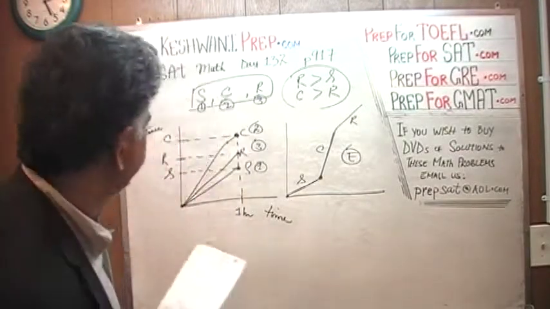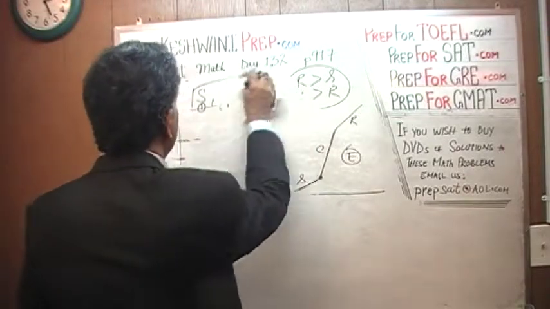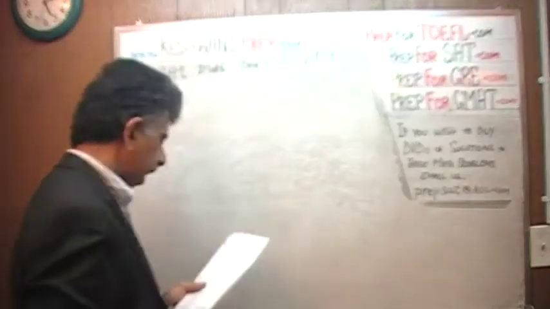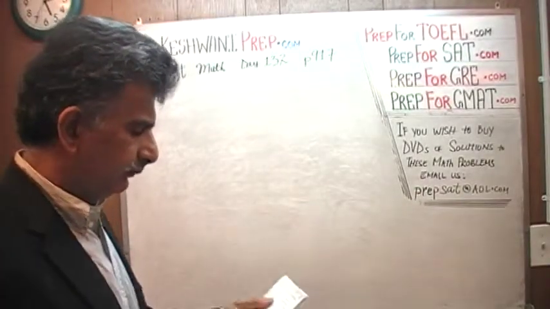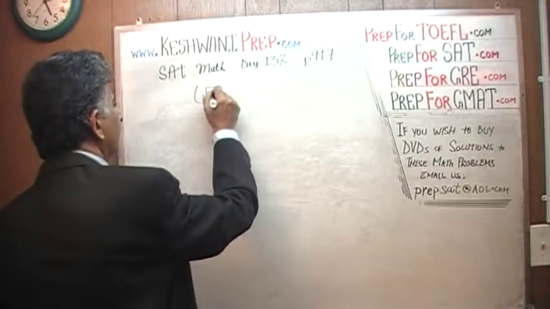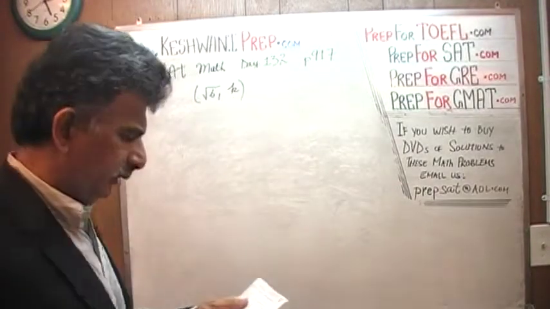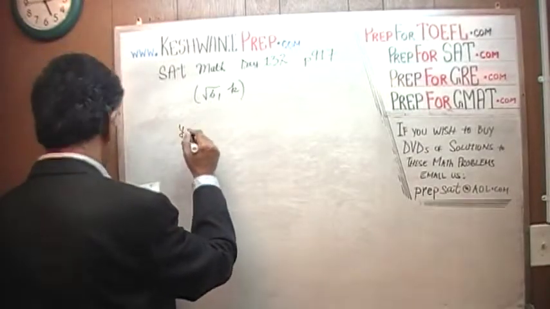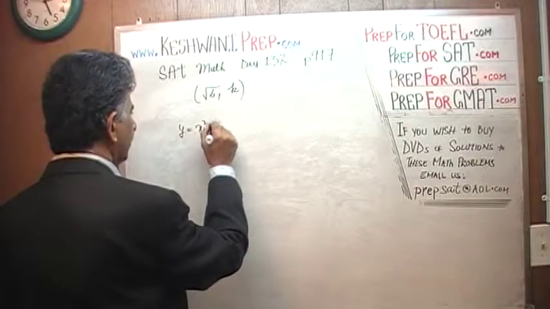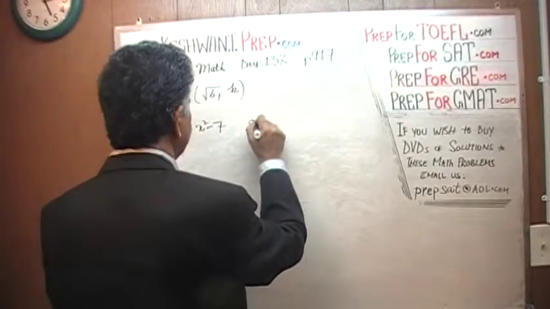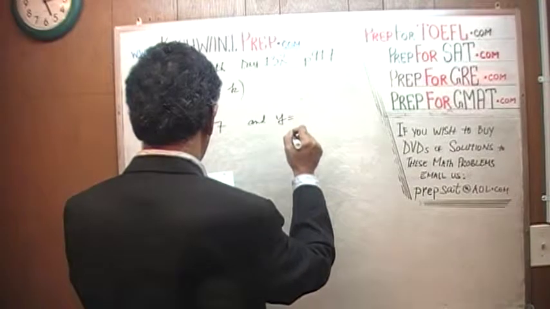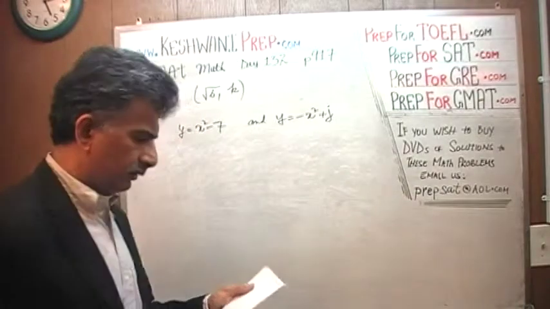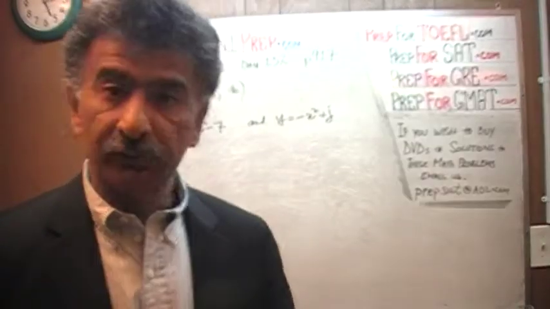Question number 8. In the xy coordinate system, this point here, root 6 and k, we are told is one of the points of intersection of the graphs y equals x squared minus 7 and y equals negative x squared plus j. And what do they want? Where j is a constant. The question simply is, what's the value of j?